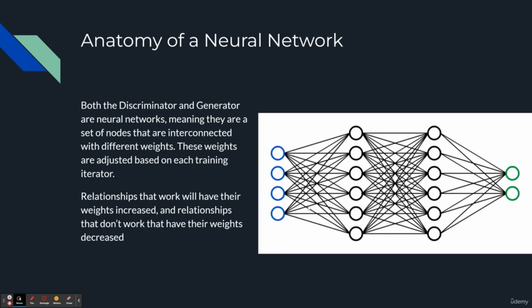So this is something that we should cover before moving on, the anatomy of a neural network. And this is an underlying technology that both the discriminator and generator networks use. So they're both neural networks, and neural networks are a set of nodes that are interconnected with different weights. These weights are adjusted based on each training iteration, and relationships that work between the nodes will have their weights increase, while the relationships that don't work will have their weights decrease.